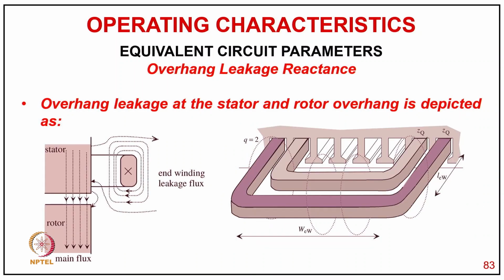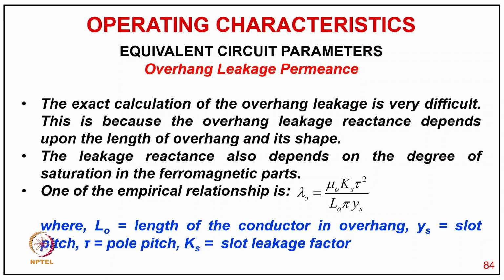So now coming to the overhang leakage at the stator and rotor, which is typically depicted here, because in the overhang also there is a leakage flux. How to account for it as a leakage reactance? You can see the leakage flux out here. The exact calculation of overhang leakage is very difficult, because the overhang leakage reactance depends upon the length of the overhang and its area, and the leakage reactance also depends on the degree of saturation in the ferromagnetic part.